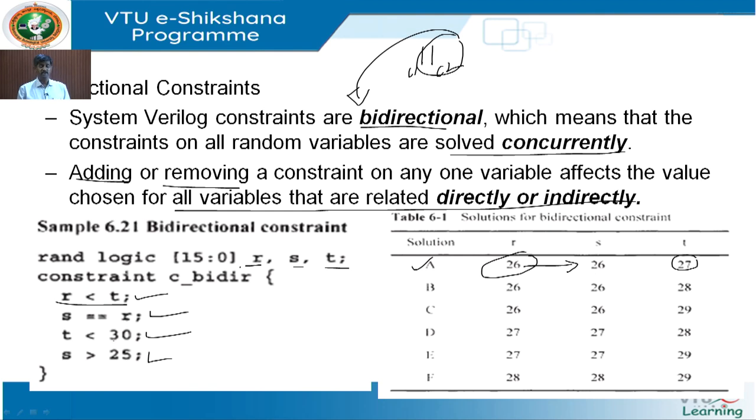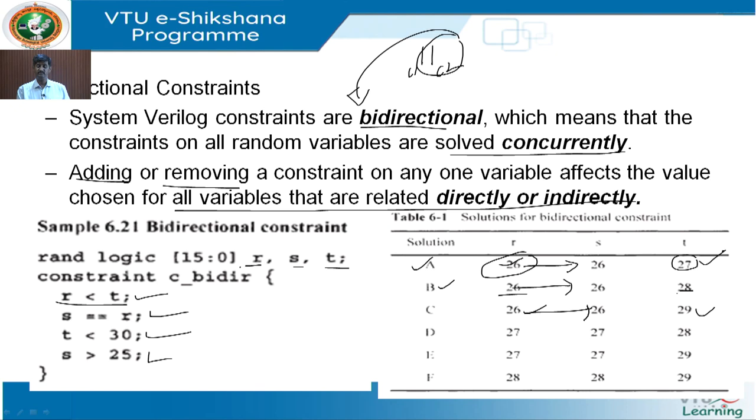T is less than 30, T is greater than 25. So the first solution is 26. Similarly, solution B is 26, and T should be other than this, that is 28. Now S should be the same as this, that is 26. The solution C is 26 and 29.